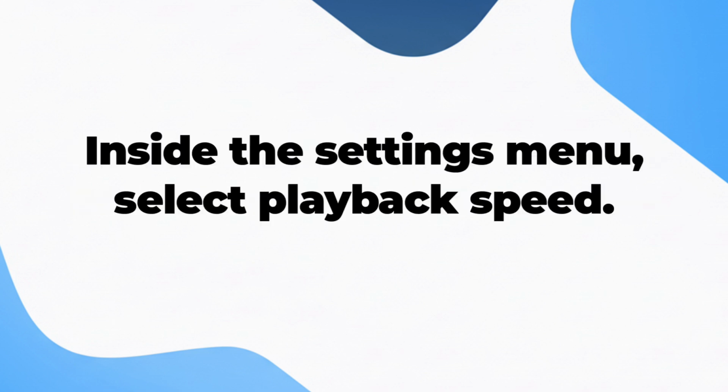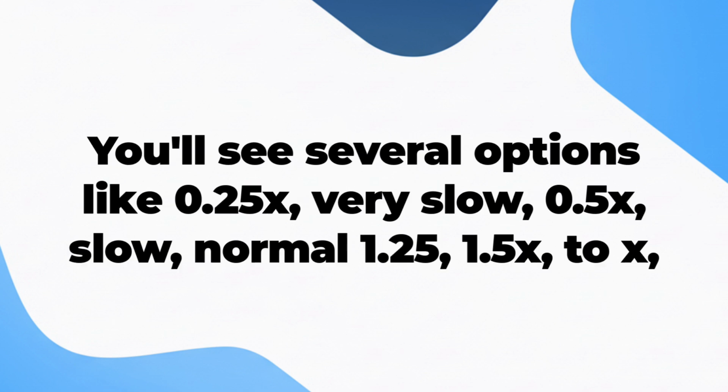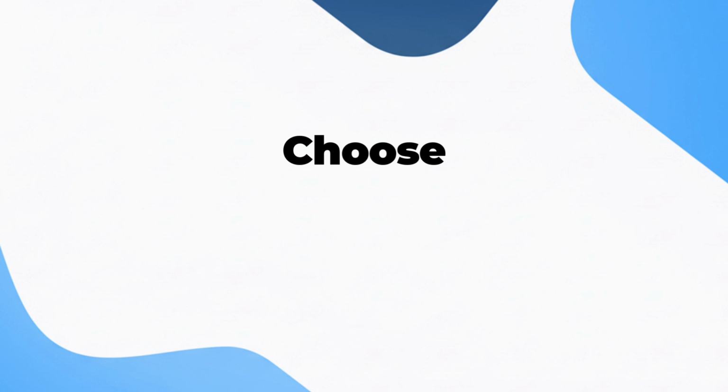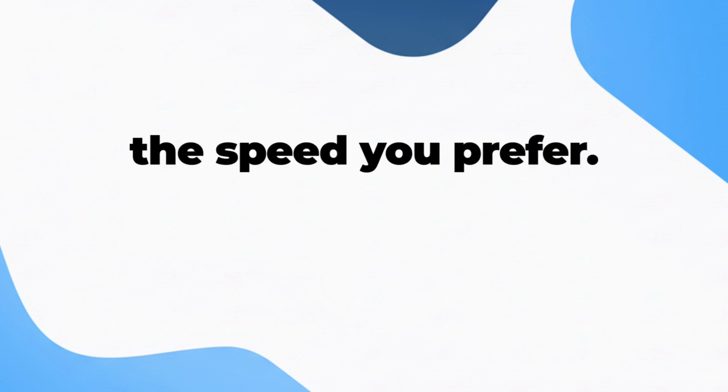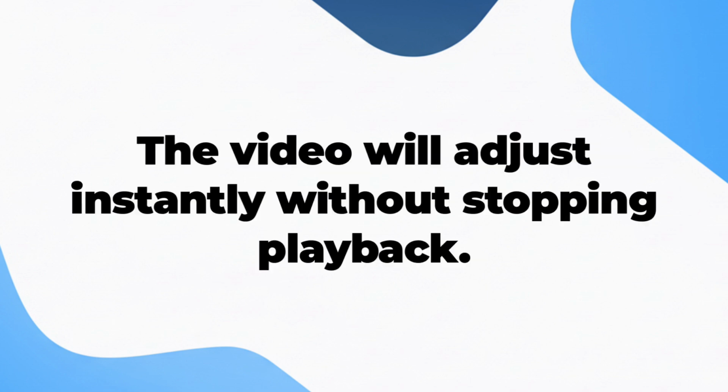Inside the Settings menu, select Playback speed. You'll see several options like 0.25x, very slow, 0.5x, slow, normal, 1.25, 1.5x, 2x, double speed. Choose the speed you prefer. The video will adjust instantly without stopping playback.